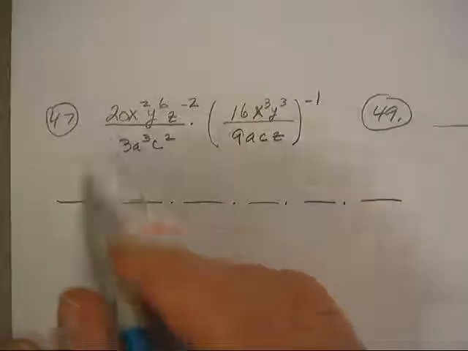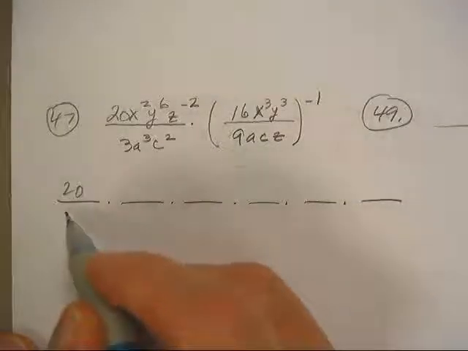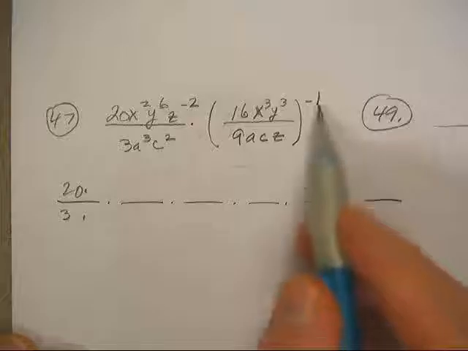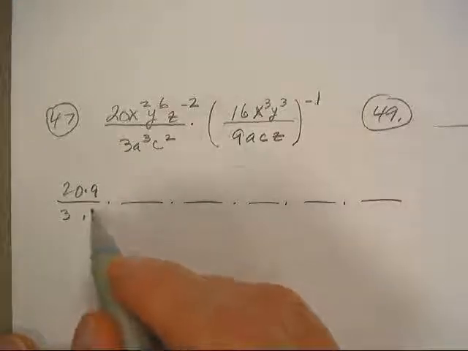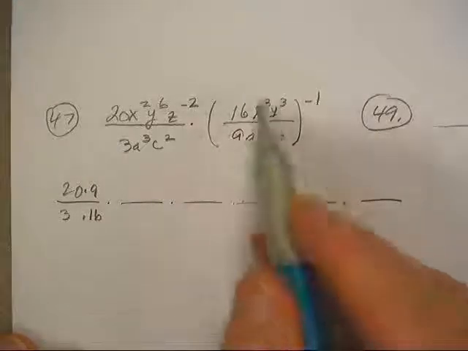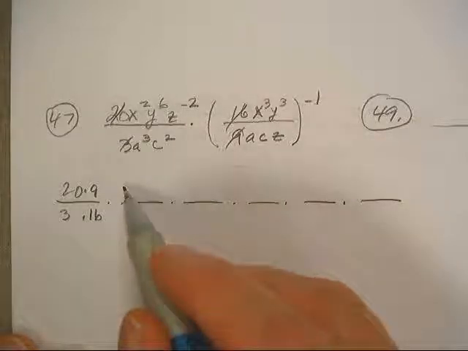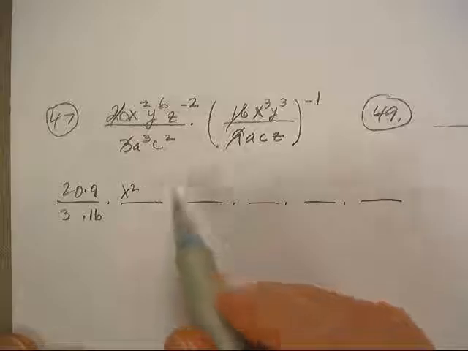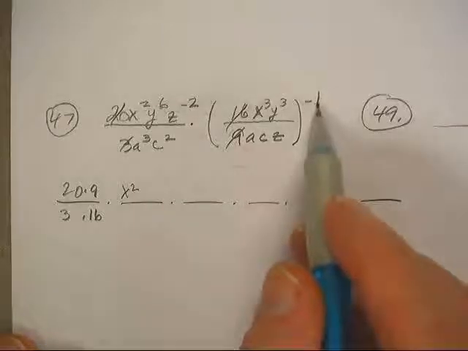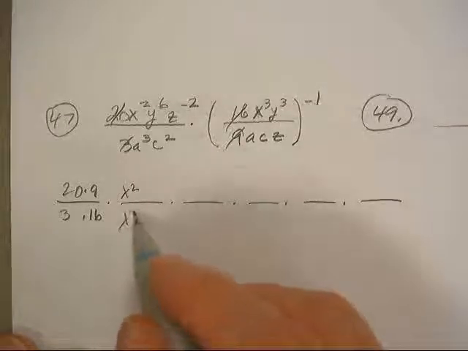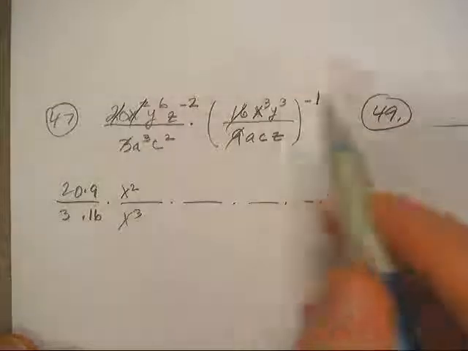Okay, very good. When we get over here, I'm going to separate these. These are going to switch places, so the 9 goes there and the 16 goes there. Now I've got all my numbers done. X squared is going to be in the top. This x cubed is turning over. It's going to go in the bottom. There's the x's.